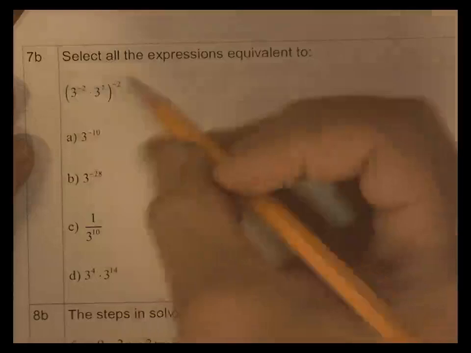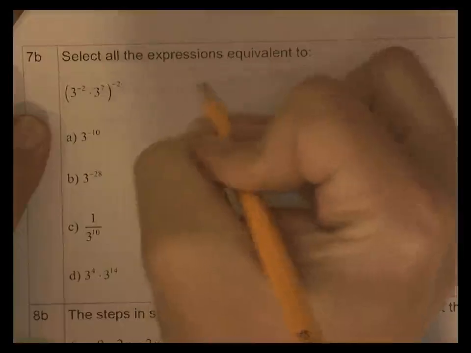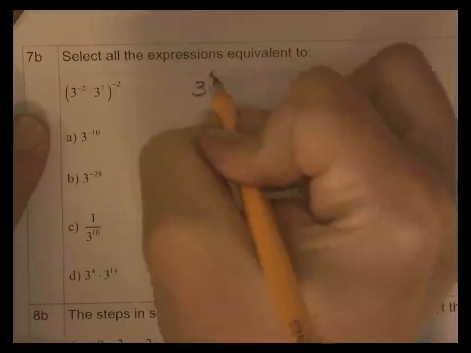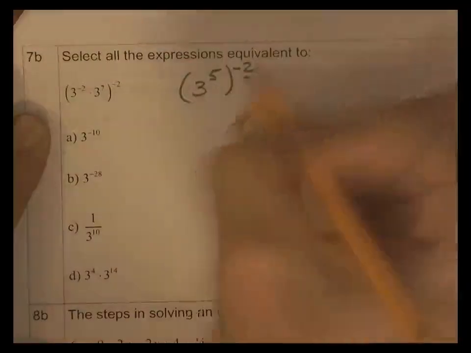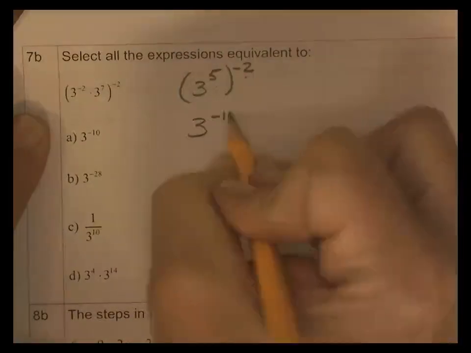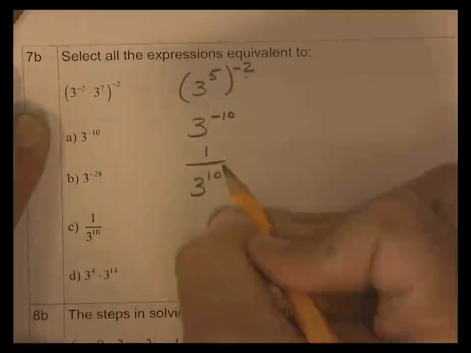Select all the expressions that are equivalent to this one. I'm going to start by simplifying it, and then I'll try to match things up. 3 to the negative 2 times 3 to the 7th is 3 to the 5th. Base, add. Power, multiply, that gives me 3 to the negative 10. Using up the ticket gives me 1 over 3 to the 10th.